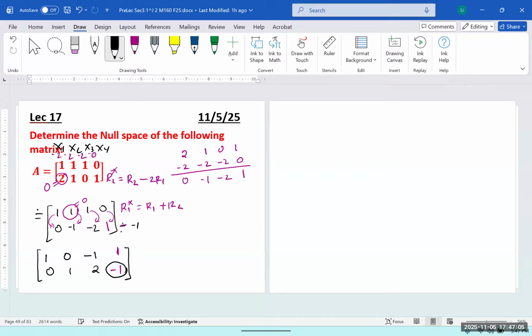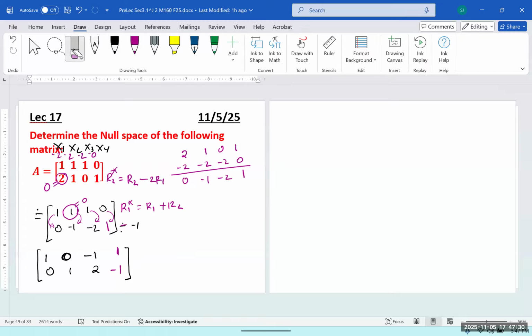We can change this one. No, we cannot change this one. We can change the top one, right? If you draw row 1, the new row 1 is row 1 plus row 2. No, that will change our 0 to 1. Never mind.